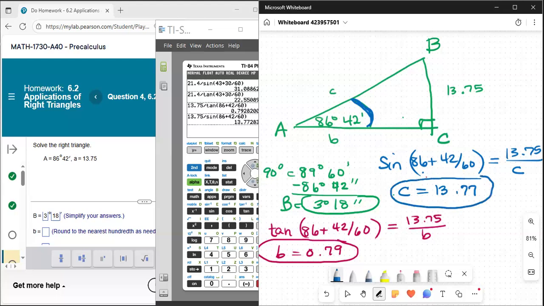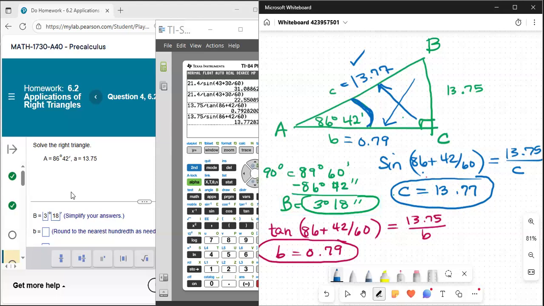Okay, and let's just see if it all makes sense. So the hypotenuse is 13.77 and the smallest side is 0.79. I can see that the largest side is across from the right angle, so that checks. And B is a smaller angle, so it should have the smaller of the two legs. It should have a smaller side. So that looks pretty good.